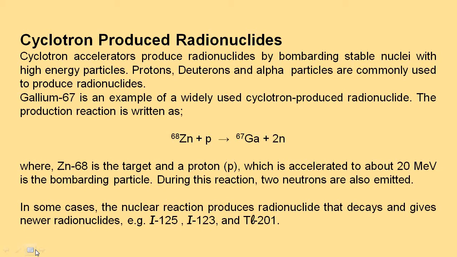In some cases, the nuclear reaction produces radionuclides that decay and give newer radionuclides. For example, if this is the product formed by the bombarding particles, this will decay to give new products, and those products we are using. Examples are iodine-125, iodine-123, and Tl-201.